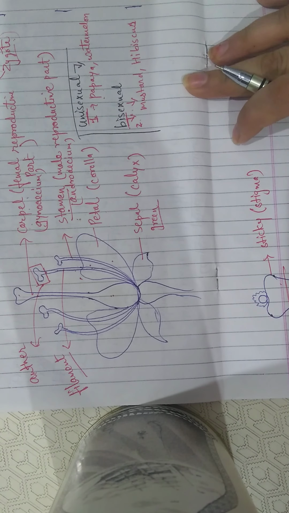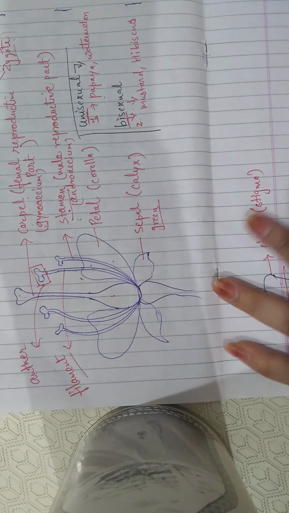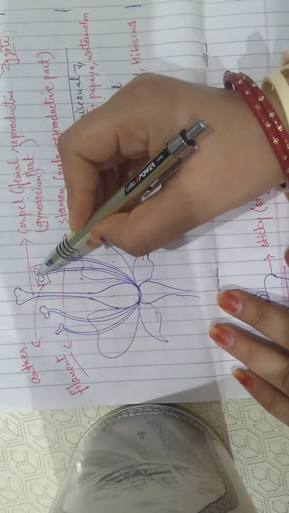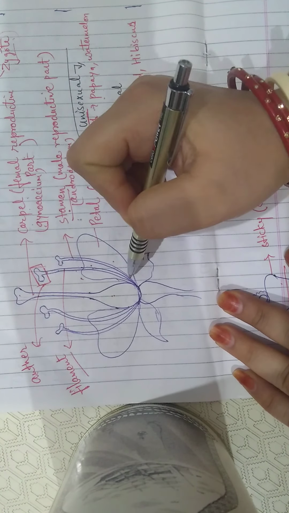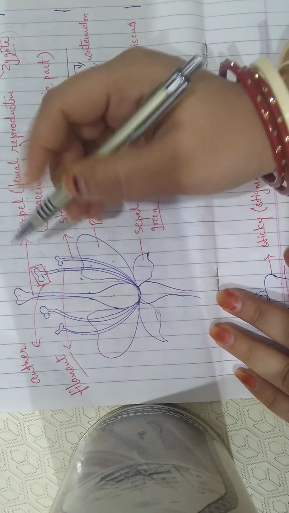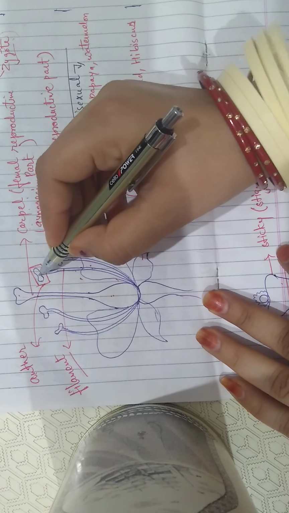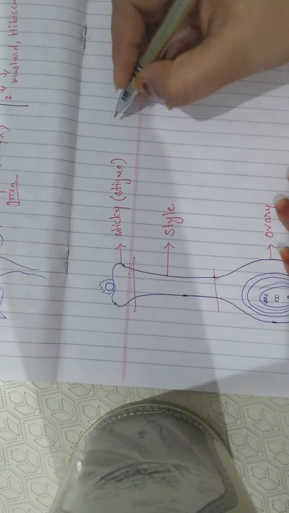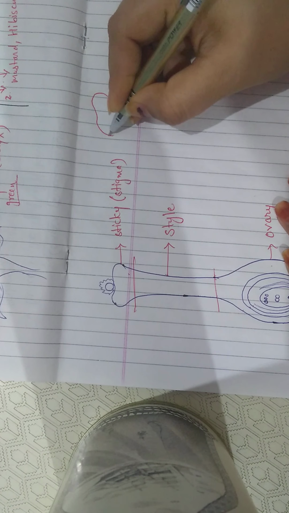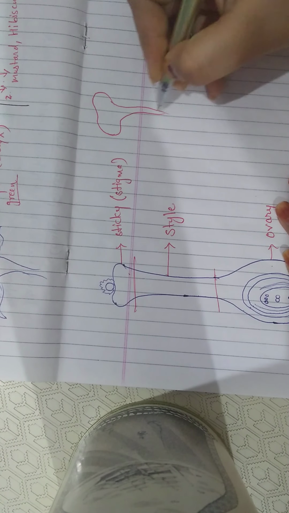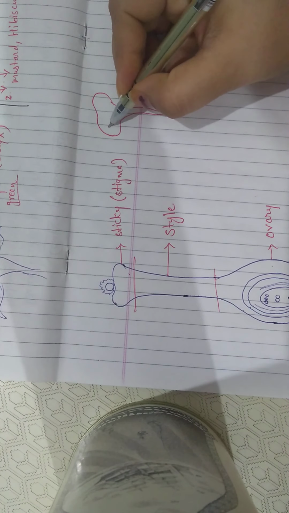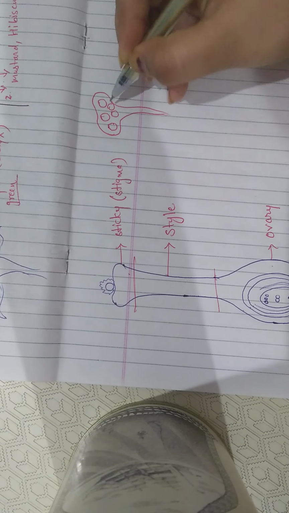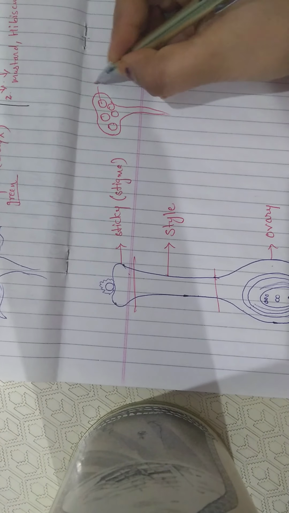Okay, now here also the male reproductive part, which is stamen, has two parts, anther and filament. Inside this anther, male germ cells are present in the pollens. This is an anther, filament. Inside this anther, various pollens are there. Inside these pollens, male germ cells are there. These are pollens.